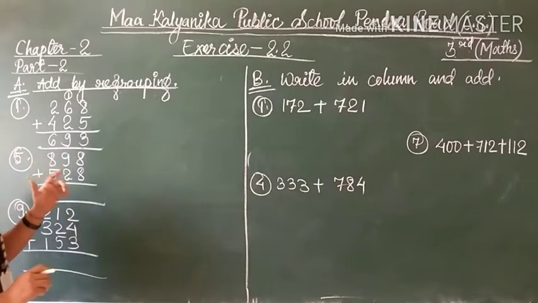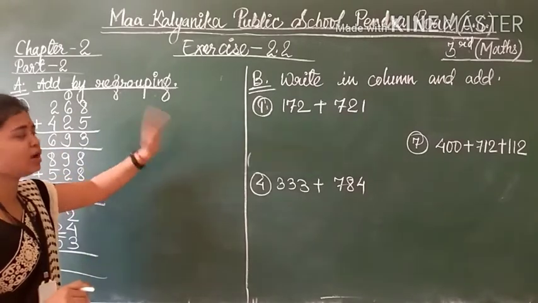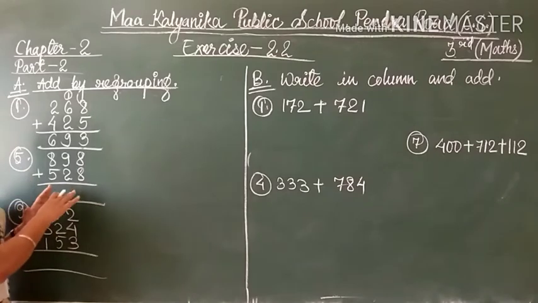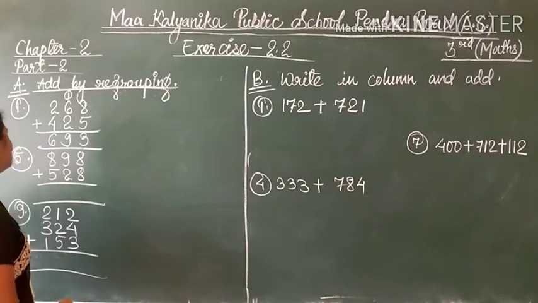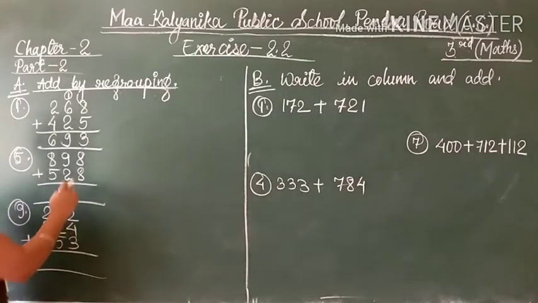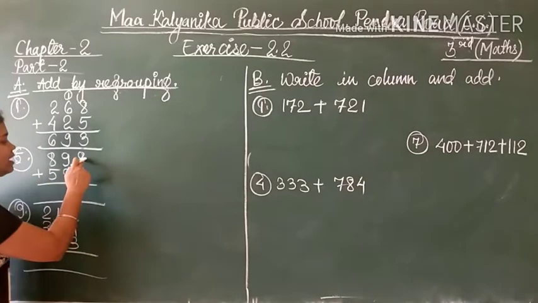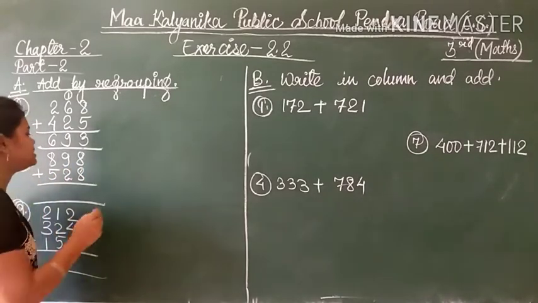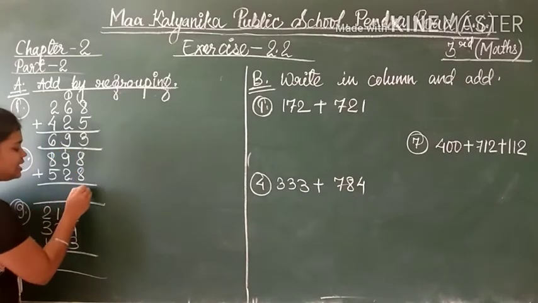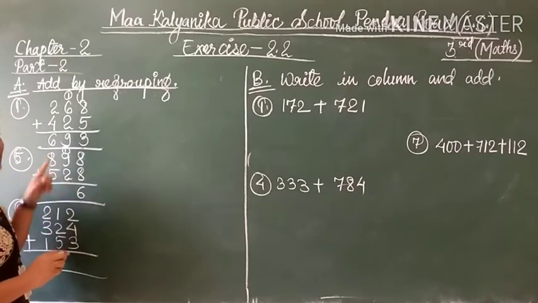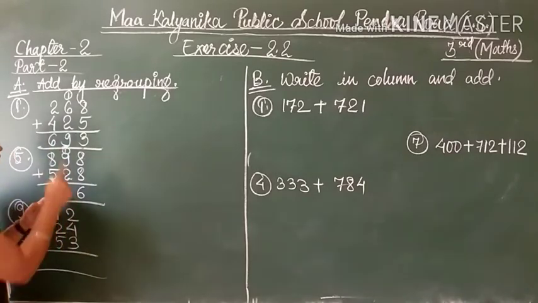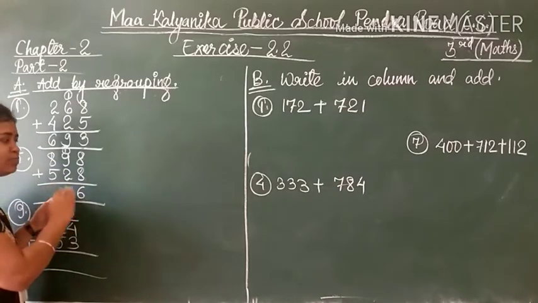So students, not moving to question number 2 or question number 3, I am moving directly to question number 5, because after relating this, you can solve the rest of the questions. So the fifth one, 898 plus 528. So 8 plus 8. 8 plus 8 is 16. 1, 6. Students, be careful in writing the carry. Not 6, 1. 1, 6. No. 1 here and 6 here. 6 in the 1's place and 1 in the 10's place.